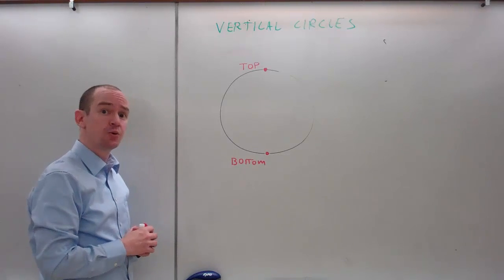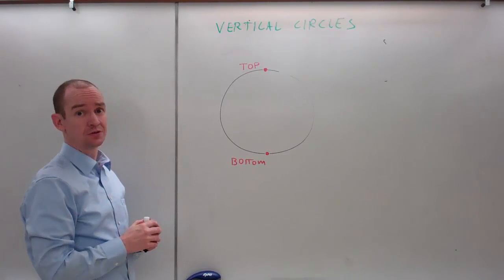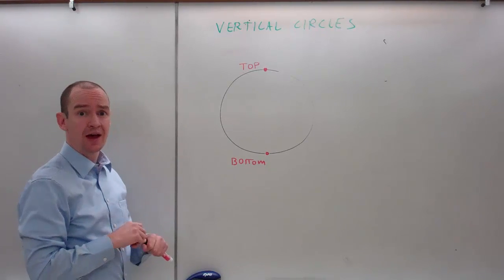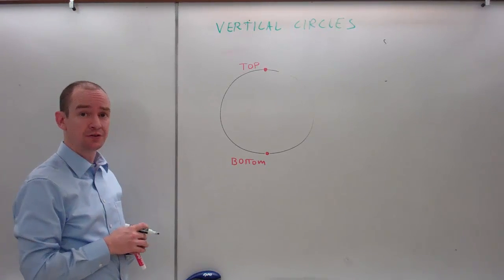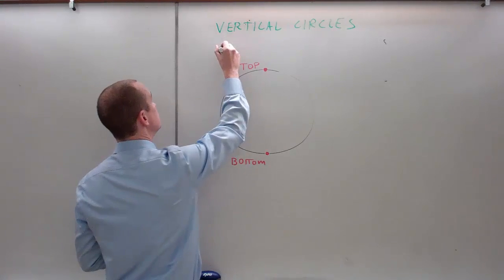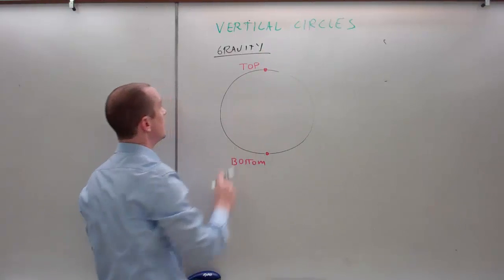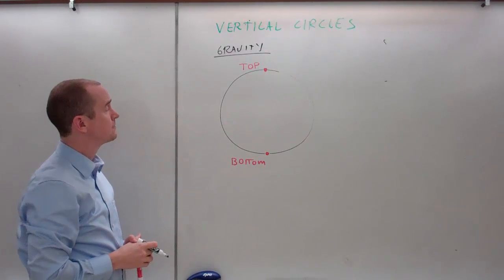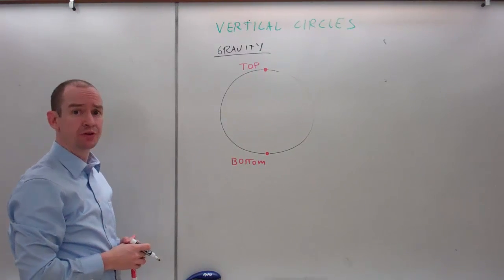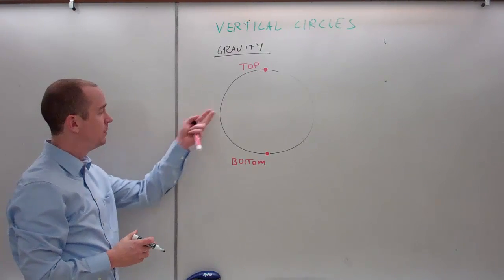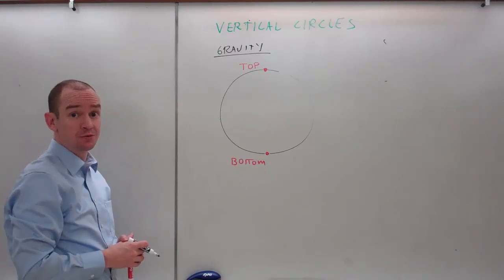Vertical circles are a lot like horizontal circles with one small difference. That, of course, is gravity. Any problem we attack, we're going to have to consider the effects of gravity. Now, when considering these effects, I think it's easiest to work with an example. So the example I'm going to work with is that of a Ferris wheel. As I picture all of this, I'm going to discuss it in terms of a Ferris wheel.